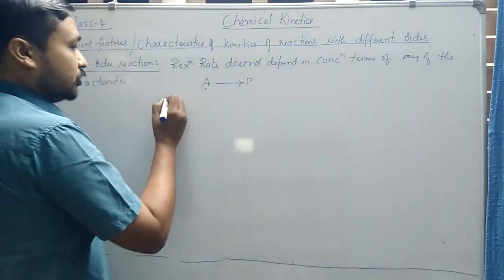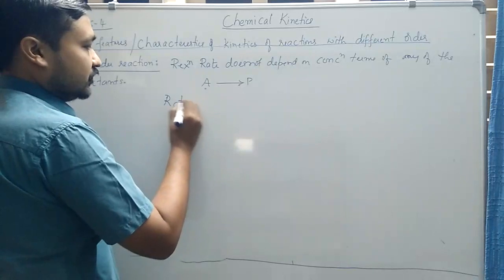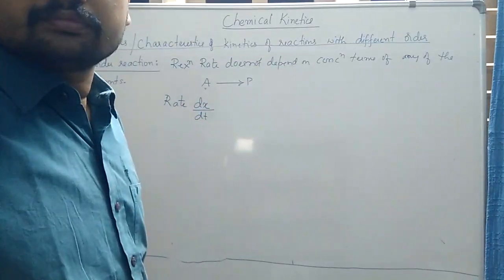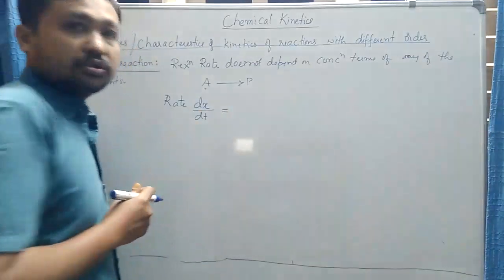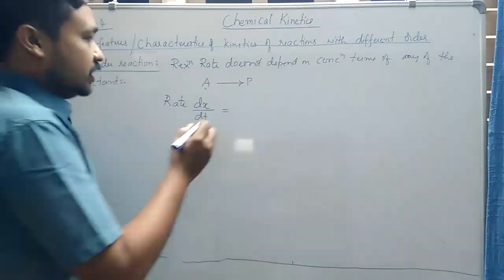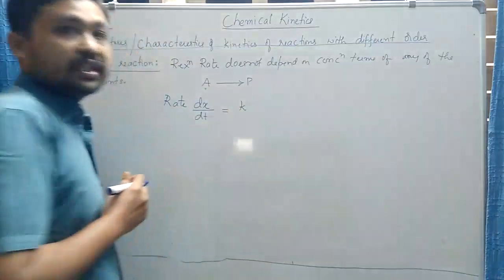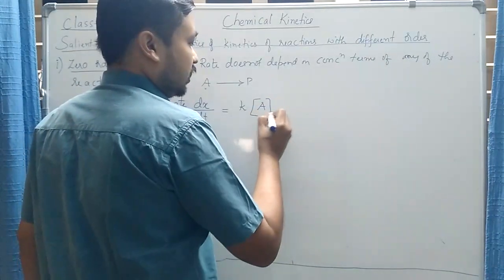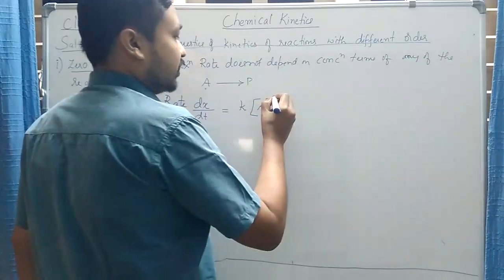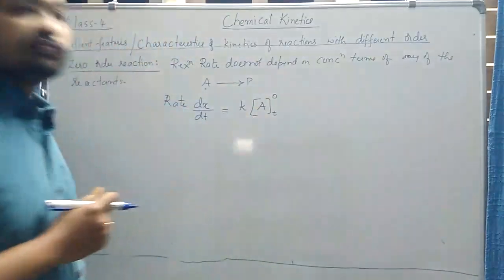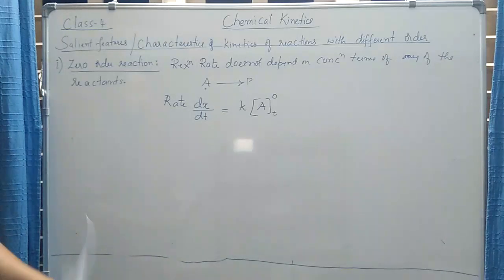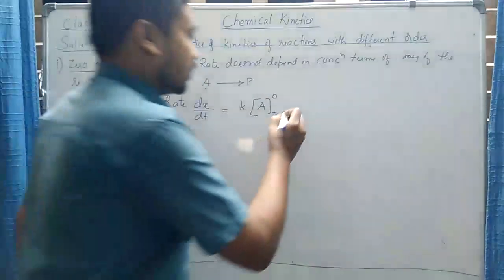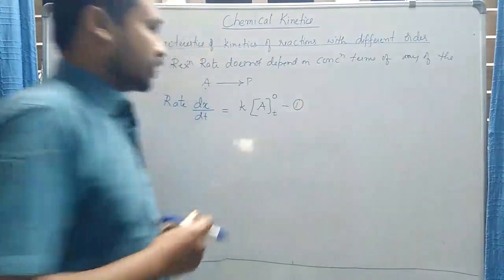So generally, how do you write the rate of the reaction? The rate of the reaction dx by dt is equal to the rate constant k into the concentration of A at time t to the power n, that is the order. In this case, it is equal to 0. Rate of the reaction is k into [A] at time t to the power 0. So this is how we express the rate of the reaction.